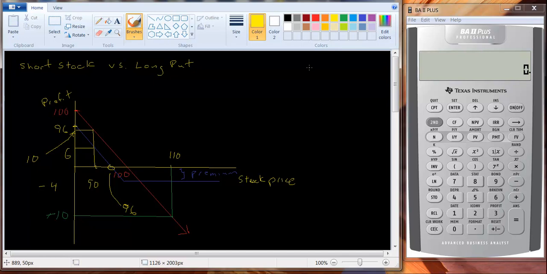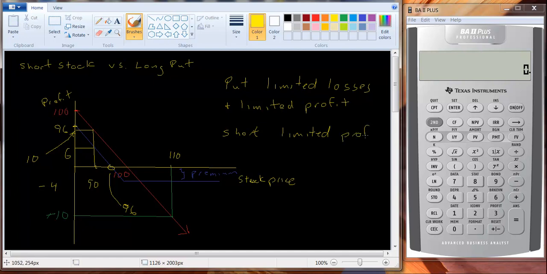So let me say that here. In the case of the put, your losses are limited, and your profit is also limited. It's limited to the fact that the price of the stock can only fall to zero. If you short, you have limited possible profit, right? You can only make $100 in this example, but you have unlimited possible losses or unlimited liability, because the price of the stock could go to anything. You sold it short at 100, you might have to buy it back for 500 or 1,000 or 10,000. So you can lose an awful lot of money.